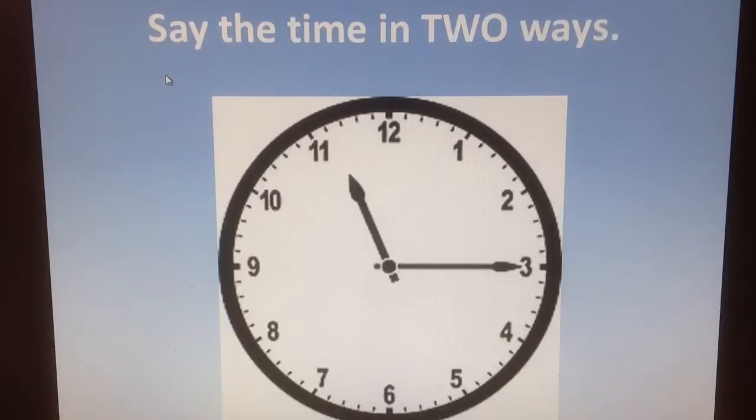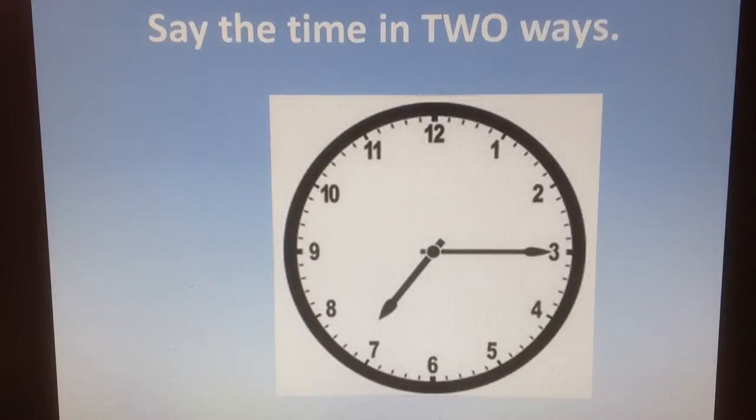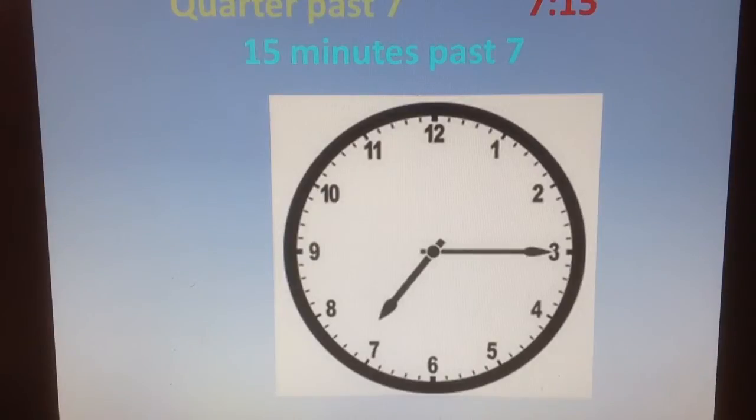Say this time in 2 different ways. Pause the video to think about it. Quarter past 11, or 11:15, or 15 minutes past 11. How about this time in 2 ways? It's quarter past 7, 7:15, 15 minutes past 7.